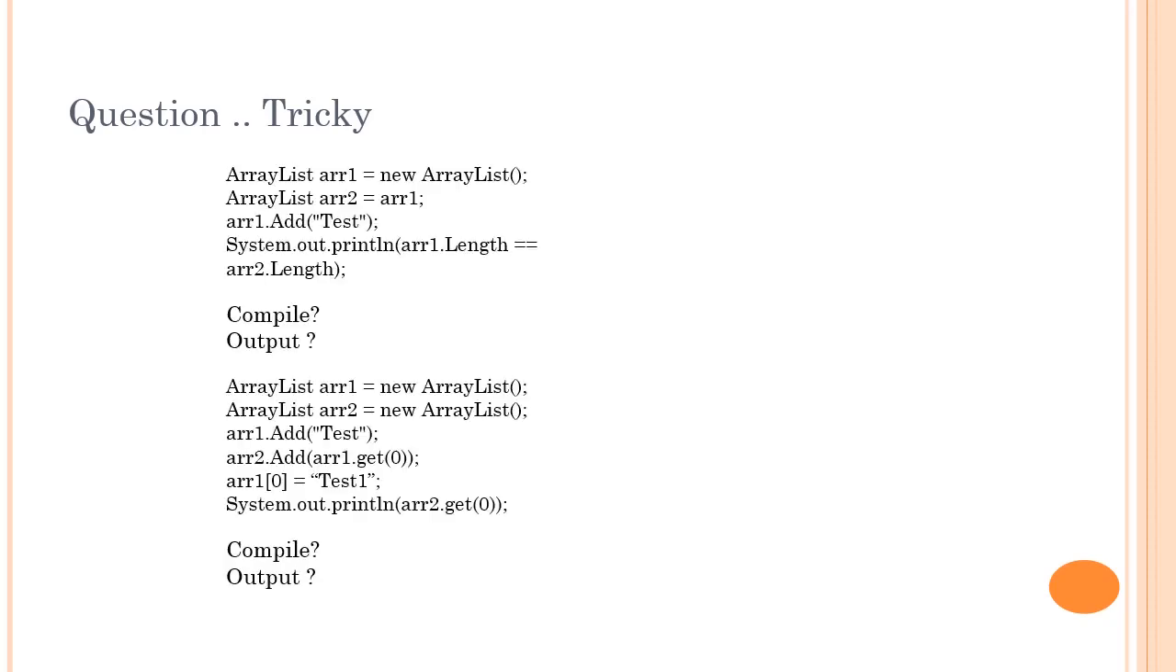Let's take another example. Here we have an array list called R1 and a second array list to which we will assign the reference of R1. Then we added an element, which is a string here, to the first array list, and we displayed a message if R1.length is equal to R2.length or not. So would this compile, and what is the output?